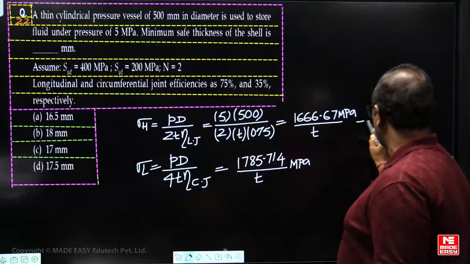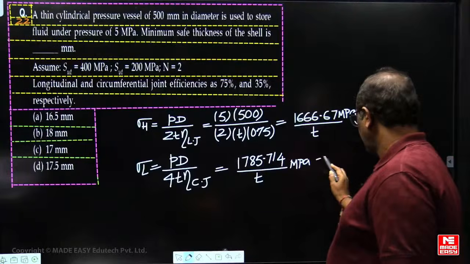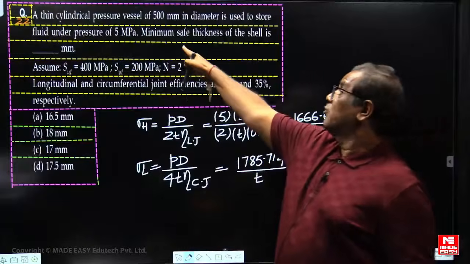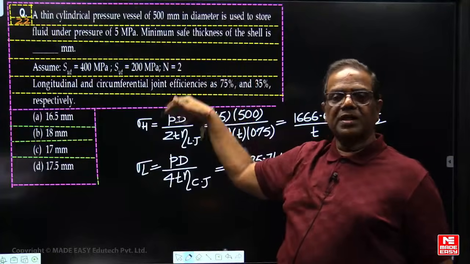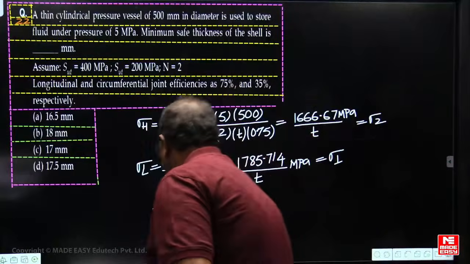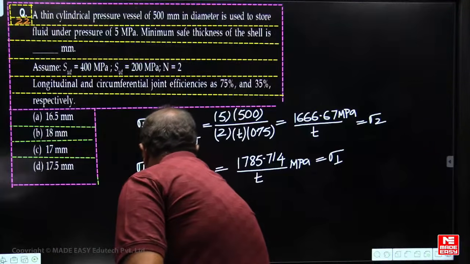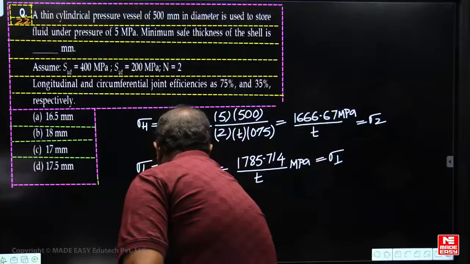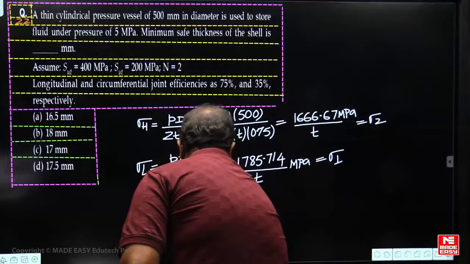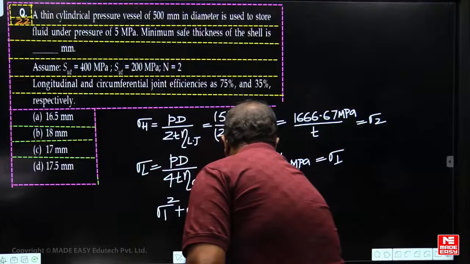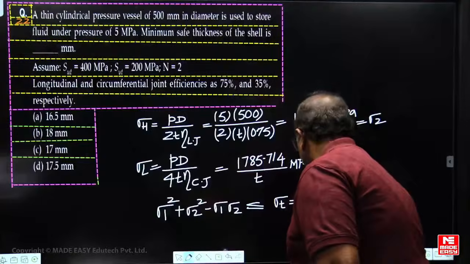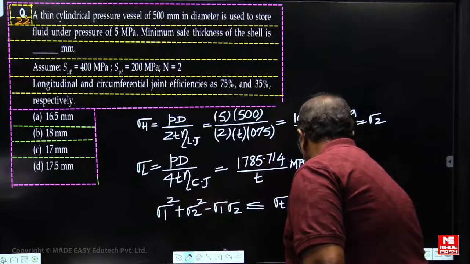Now this will become sigma 2 here, and that is sigma 1. And it asks for the minimum safe thickness, which means you have to go for MDET. By using MDET, what is the equation? Sigma 1 square plus sigma 2 square minus sigma 1 sigma 2 equals sigma T permissible. Sigma T permissible is how much? SYT upon N.